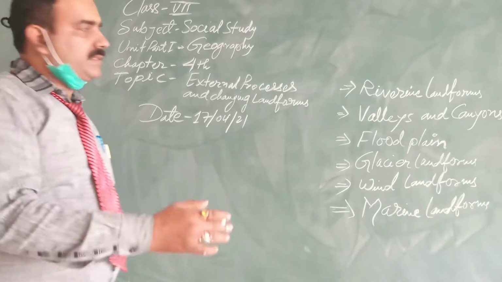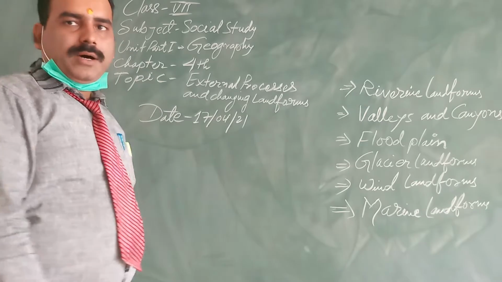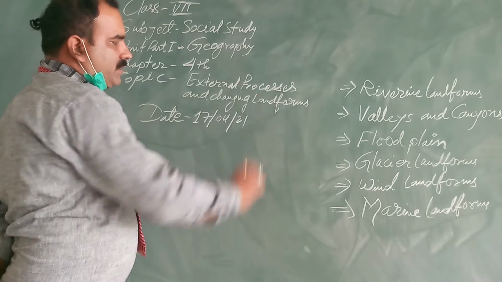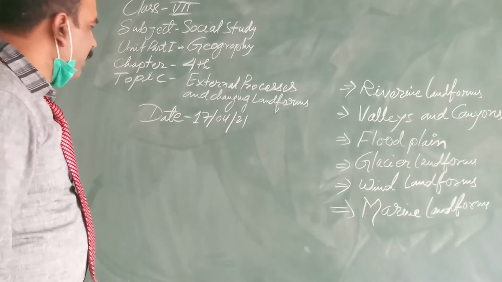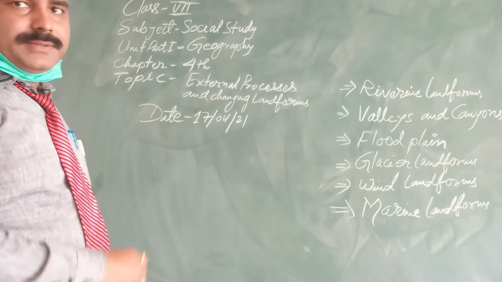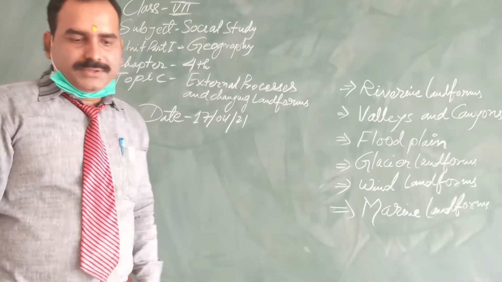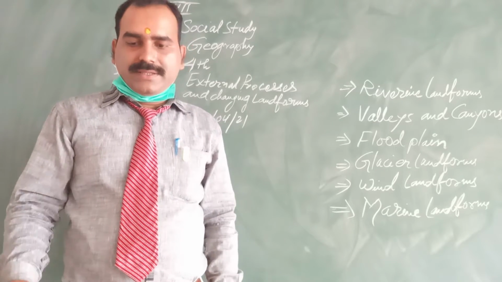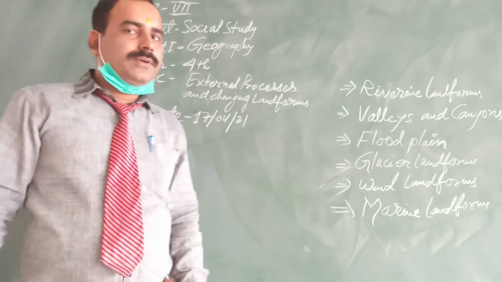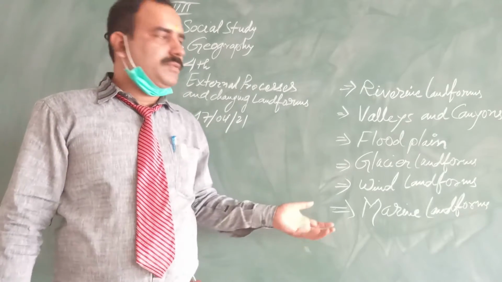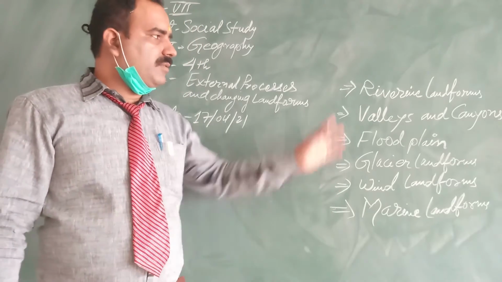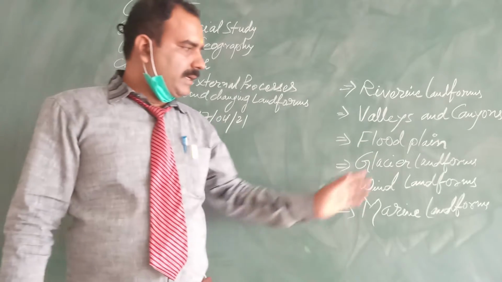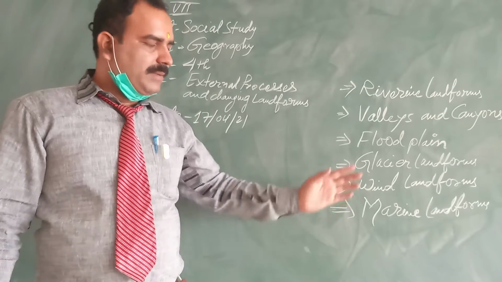In the first section, I discussed the formation of different kinds of lands on account of external processes. And in the second part of the video, I discussed gradation, types of gradation, and agents of gradation like weathering, erosion, and deposition. Now in the third part of the video, we will discuss riverine landforms, valleys and canyons, floodplains, glacier landforms, wind landforms and marine landforms.